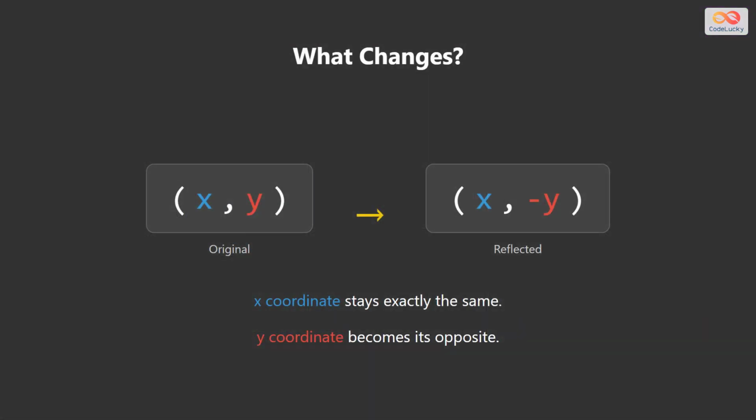So what exactly changes? Visually, we can see that the horizontal position, or x, is locked in place. The vertical position, or y, is inverted. If you were up, you go down. If you were down, you go up.